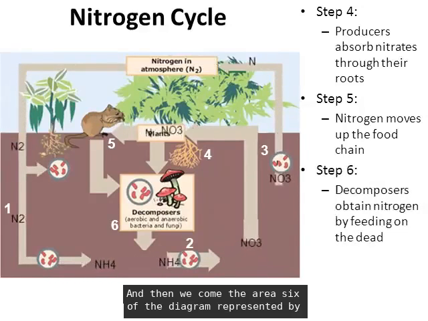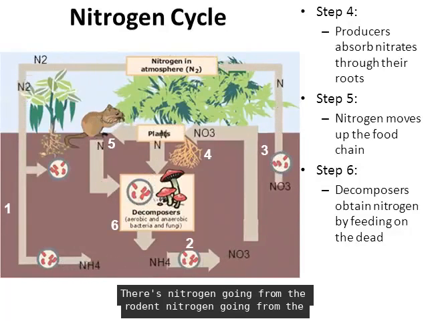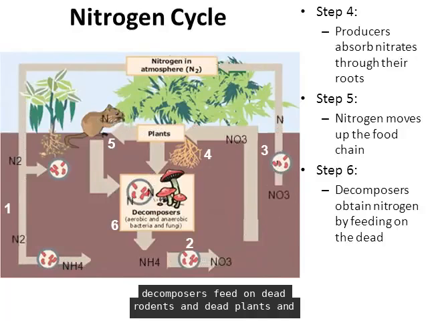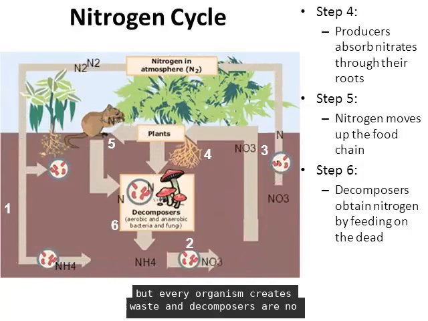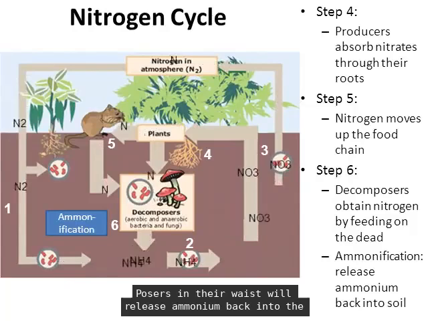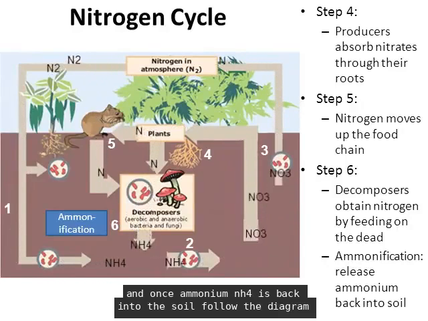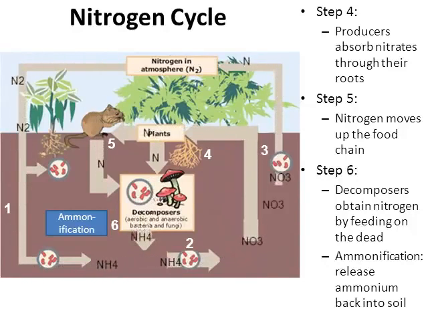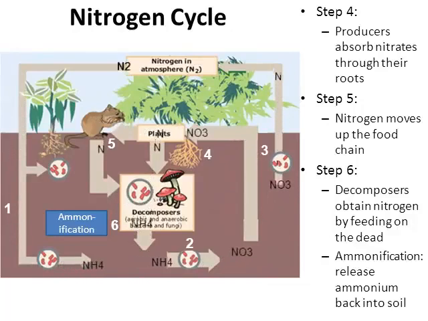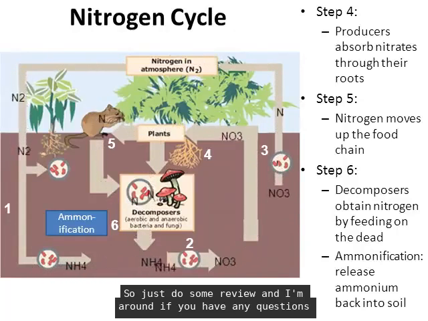And then we come to area 6 of the diagram, represented by our decomposers. Decomposers obtain nitrogen. You can see in the animation there's nitrogen going from the rodent, nitrogen going from the plants, and they're going into the decomposers because decomposers feed on dead rodents and dead plants and dead everythings. But every organism creates waste, and decomposers are no different. Decomposers, watch this, in their waste will release ammonium back into the soil through a process called ammonification. And once ammonium, NH4, is back in the soil, follow the diagram. The bacteria in area 2 can use the NH4 ammonium and convert it into nitrates. So again, what's hard about the nitrogen cycle are all the different processes. So just do some review, and I'm around if you have any questions.